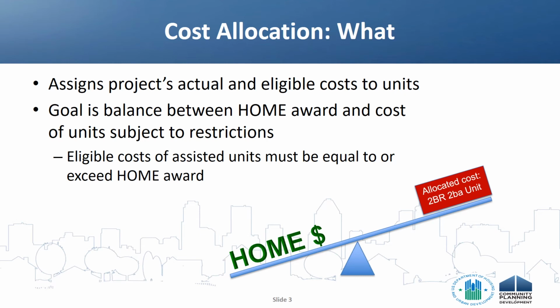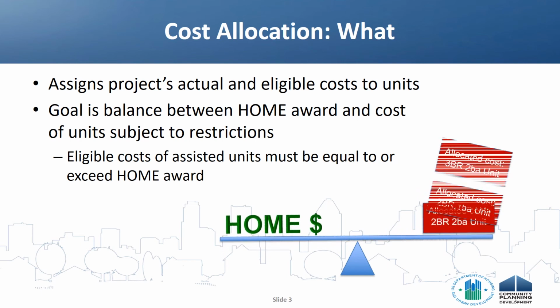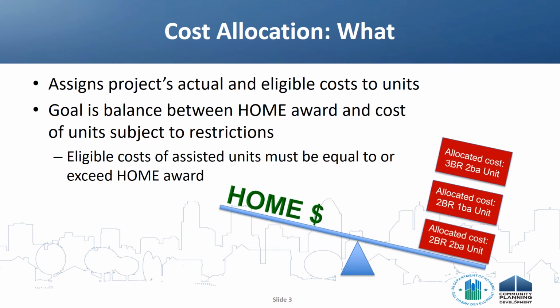Ultimately, the goal and purpose is to achieve balance between the HOME funds being invested in a project and the units that will be subject to HOME's affordability restrictions. The eligible cost of the HOME designated units must always equal or exceed the HOME investment in the project.